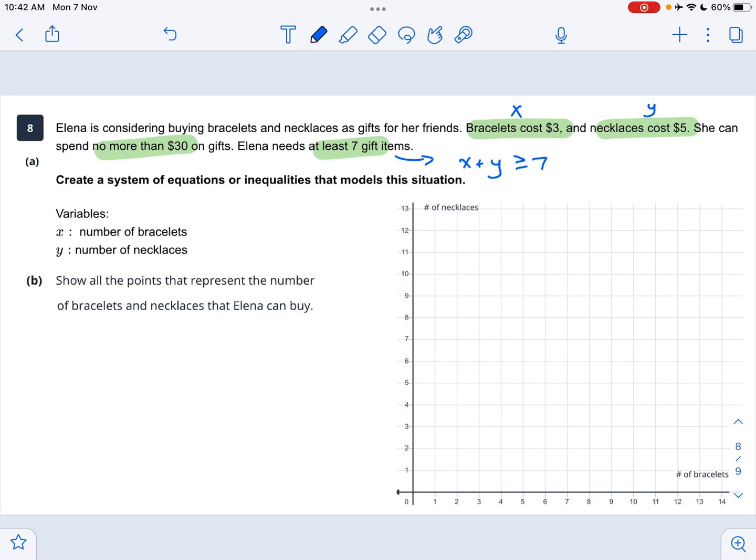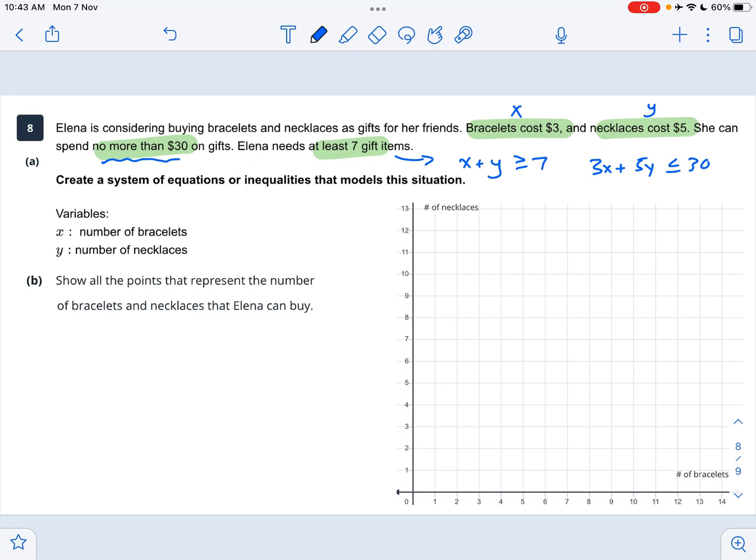That's my first inequality. My second one has to do with the cost. It's $3 per bracelet, so that's 3X, plus $5 for each necklace, that's 5Y. And the constraint is she can spend no more than $30. So that's how much she's spending, which has to stay less than or equal to $30. Now we're going to graph this.